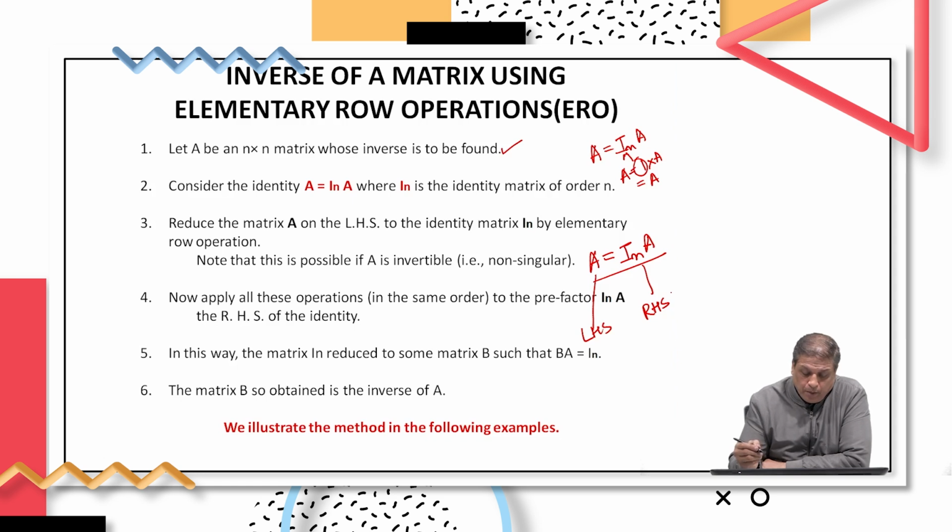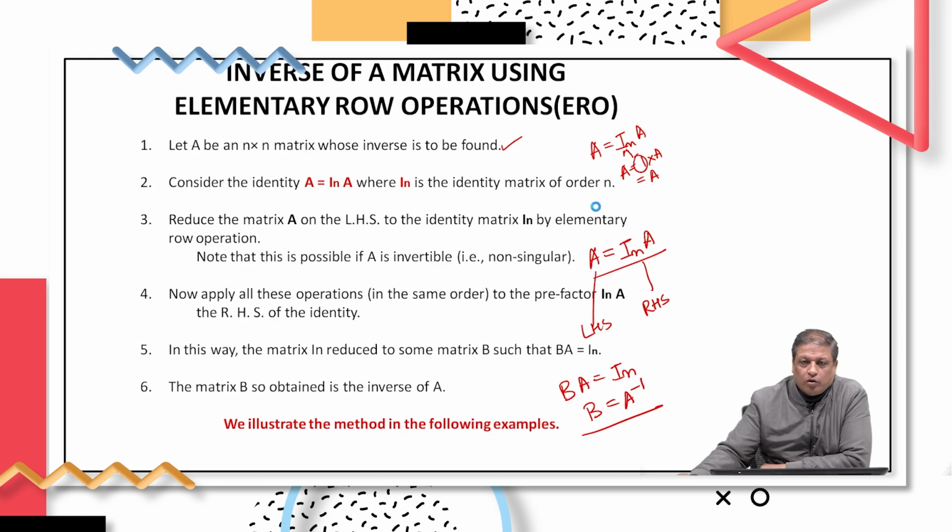Thereafter, we need to apply all these elementary row operations in the same order to the prefactor A, that is, the right hand side of the identity, and in this way the matrix is reduced to some matrix B such that B into A is equal to an identity matrix. So, B is nothing but the inverse of A. You will better understand what I am trying to say when I solve this numerical.